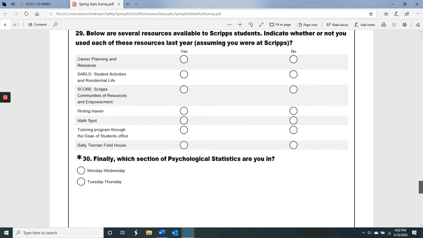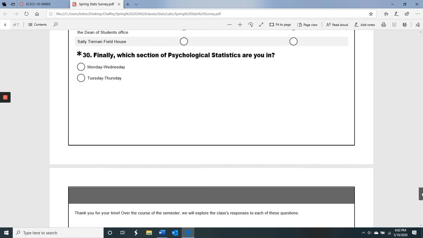And 29, have you used these resources? So the career planning, residential life, etc., all of these resources, yes, no. Again, yes, no, philosophically, these things are ordinal because you use the resource more if you're yes versus no. So there's an order, higher or lower on the variable. However, again, in terms of practical statistics, we probably just want to make these two separate independent groups. There's the users of that resource and there's the non-users of the resource. So we would actually practically treat it as a nominal level variable.